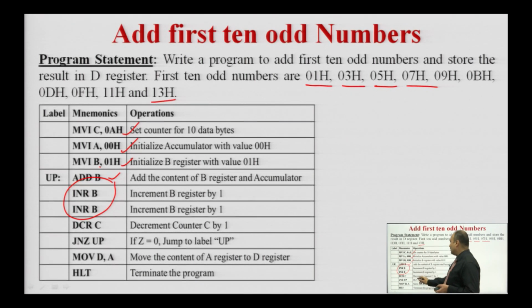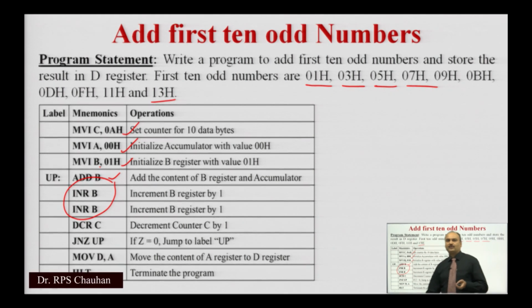Then decrement the counter, and this instruction will check the status of the C register, whether C is 0 or not. If it is not 0, then repeat the loop. If this condition is false, it will come out of the loop, store the content of the accumulator into the D register and finally terminate the program. So, this is the addition of the 10 odd numbers, which is required to be stored. Thank you very much.